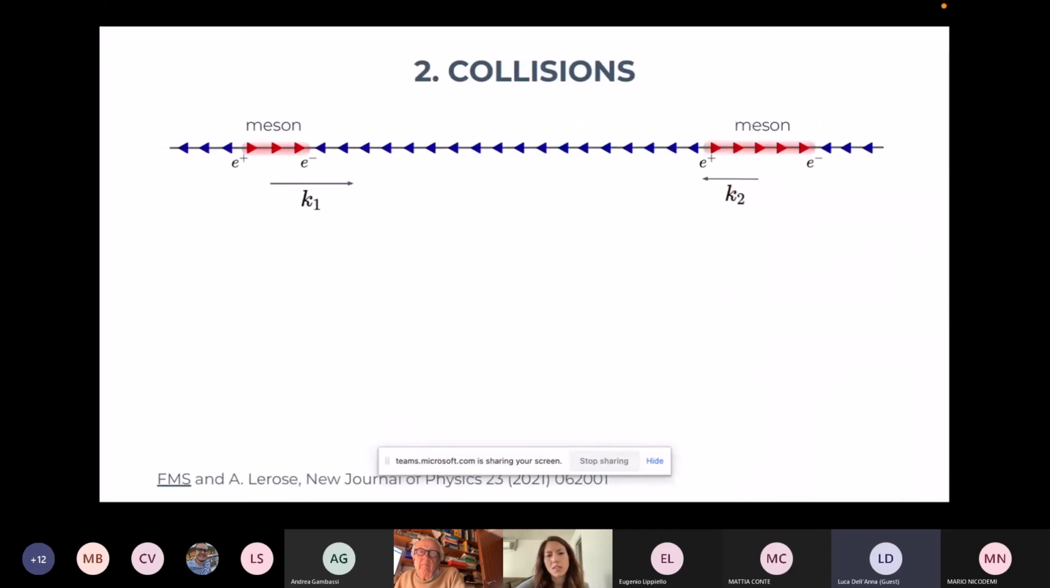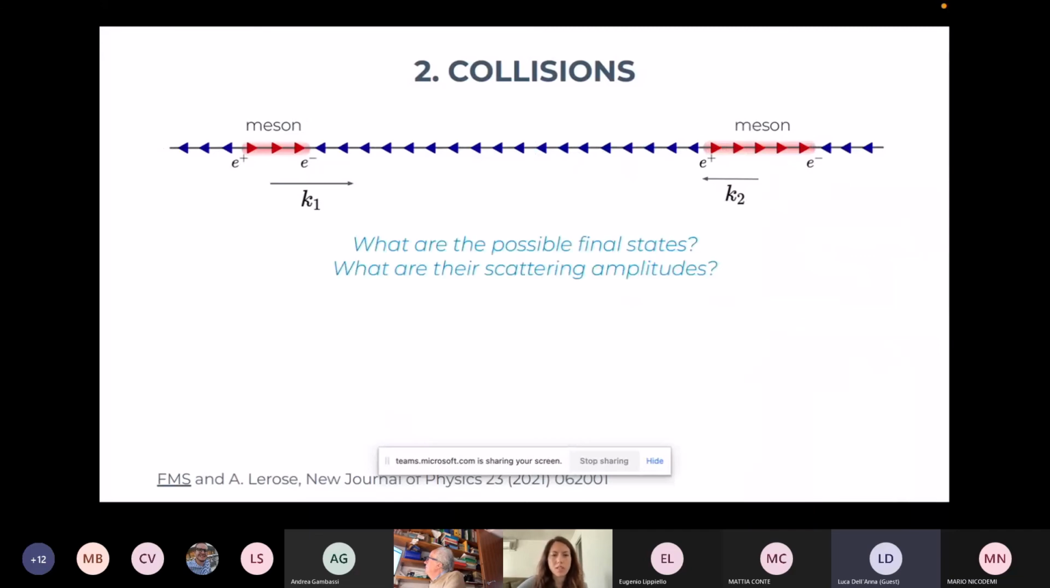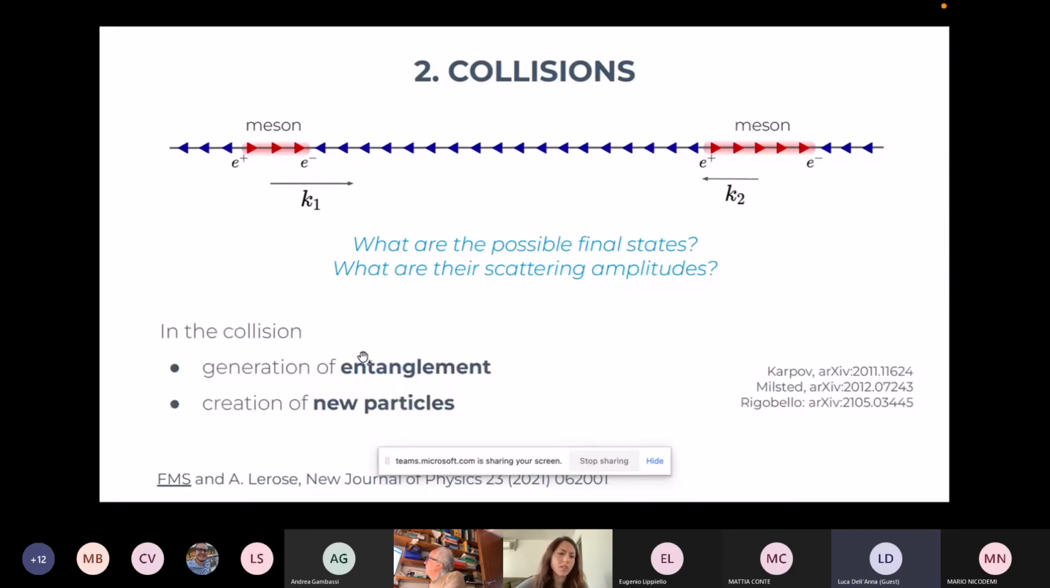And one interesting thing that we can do with mesons is we can think of preparing two of them, giving some momentum to the two of them, and making them collide. And then we can ask the questions: what are the possible final states? What are their scattering amplitudes? This is something that we studied in this work. I'm not going to discuss this, but the interesting thing is that in the collision, you can have generation of entanglement, you can have creation of new particles. So there's a lot of interesting physics here.